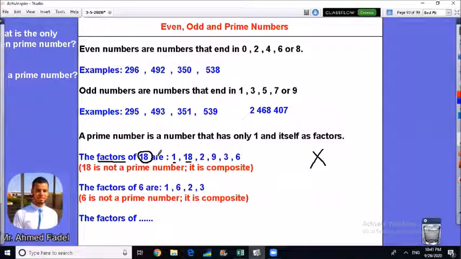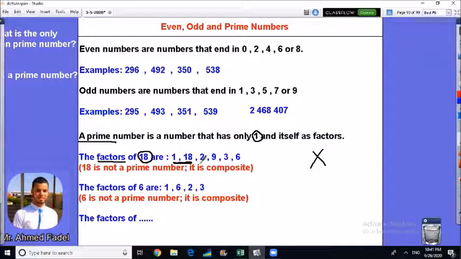What else? Is there anything else? Look at this. I said prime. A prime number is a number that has only one and itself as factors. So here, 1 and 18, are these two the only two factors of 18? If yes, it is a prime number, but unfortunately, there are other numbers that you can multiply to give you 18.